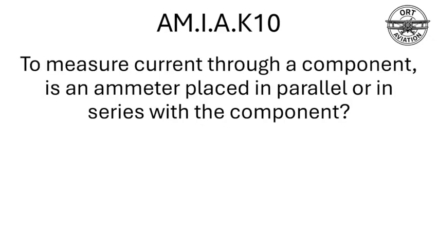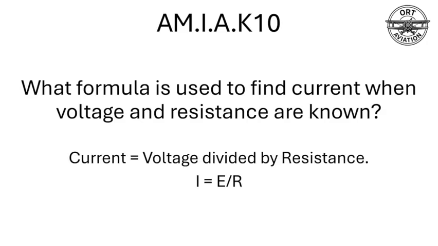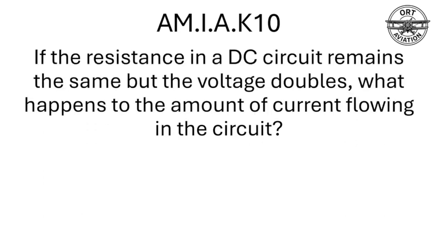To measure current through a component, is an ammeter placed in parallel or in series with the component? In series. What formula is used to find current when voltage and resistance are known? Current equals voltage divided by resistance. If the resistance in a DC circuit remains the same, but the voltage doubles, what happens to the amount of current flowing in the circuit? It also doubles.